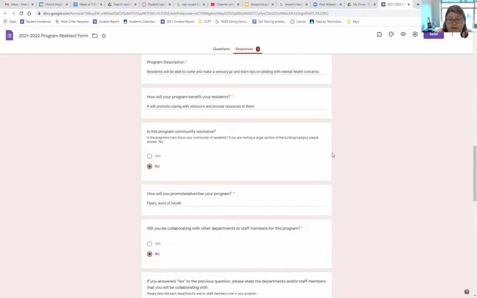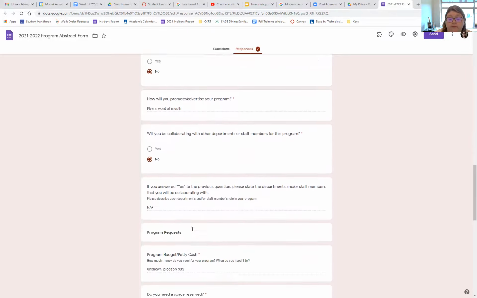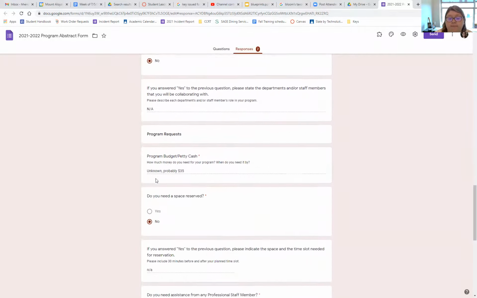I said that it is not community exclusive, and what we mean by that is, since it's not community exclusive, it provides programming to a larger portion of the building or the campus as opposed to just my community, my floor. I said that I would promote and advertise the program by flyers and word of mouth. I would not be collaborating with a different department or a staff member, so that was not applicable to me.